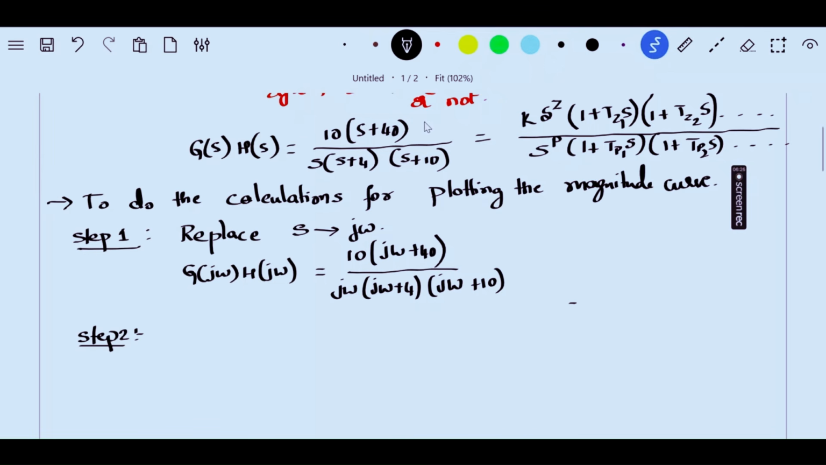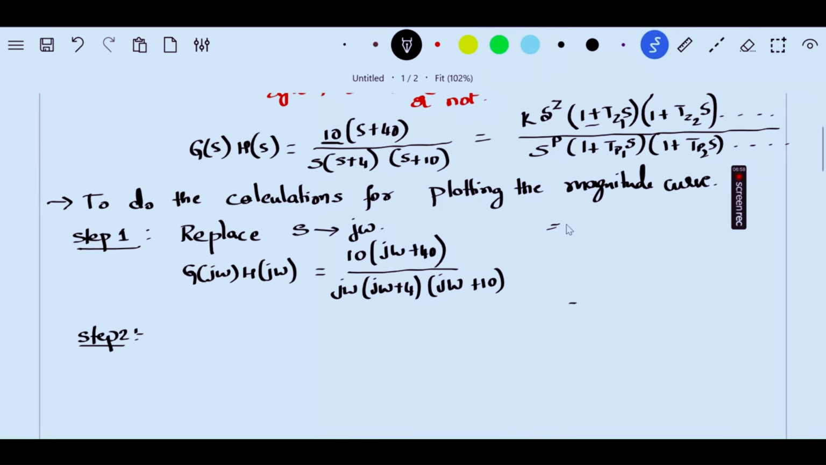Now what is K? The numerical value that is given in the question is K. But is this the actual K? We need to find the actual K by looking into this equation, whether it is in this format or not. Definitely, in the form 1 plus T into s, it is not having 1 here, it is having 40. So we try to make this into a standard form. For that reason, I'll first make this standard form and then replace s with j omega.